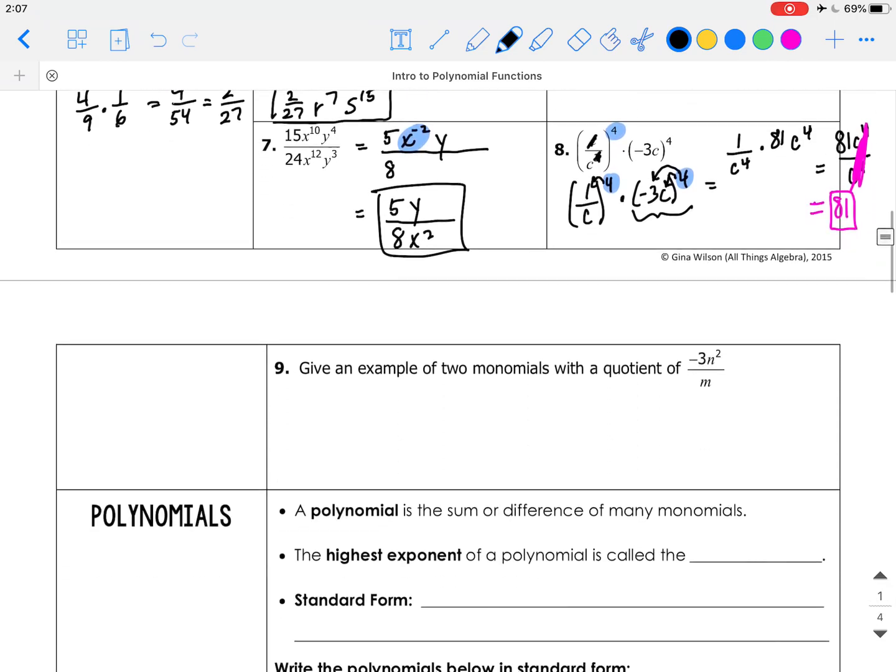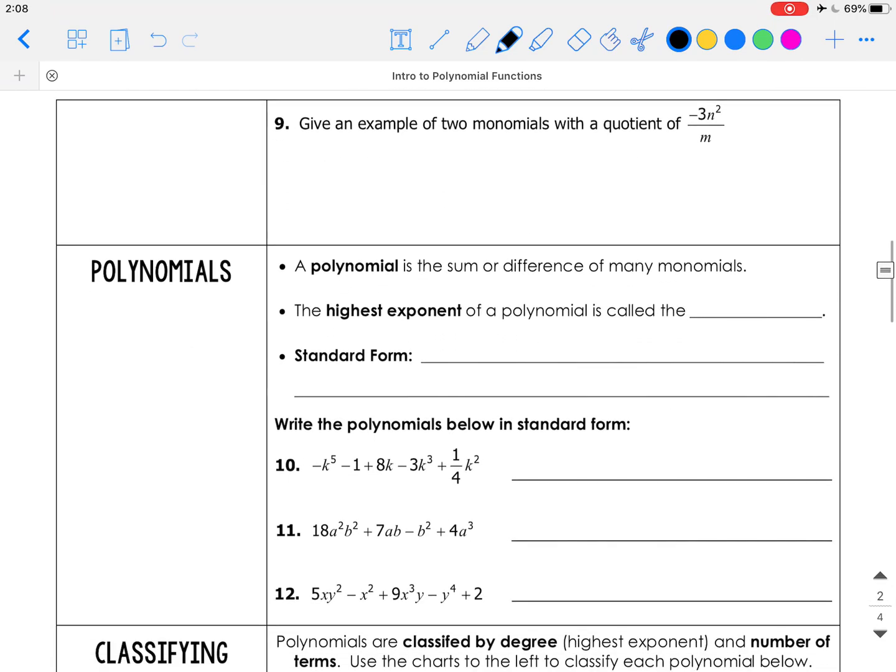So let's go ahead, let's do one more page. So give an example of 2 monomials with a quotient of negative 3n squared divided by m. Okay, so they want a monomial on the top, a monomial on the bottom, that will give you this as a result. Well, I need a negative 3, right? So what gives me 3? A lot of things, right? We could do 6 divided by 2. That's what I'm going to do. I'm just going to make it a negative 6, so it gives me a negative 3.